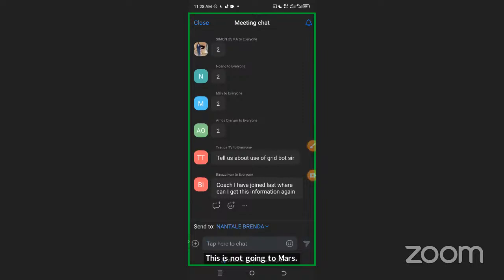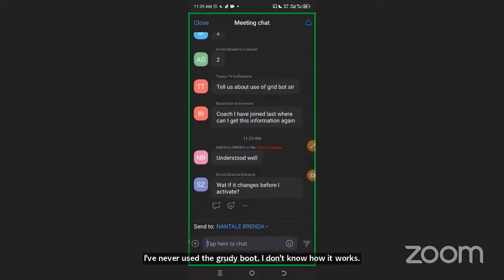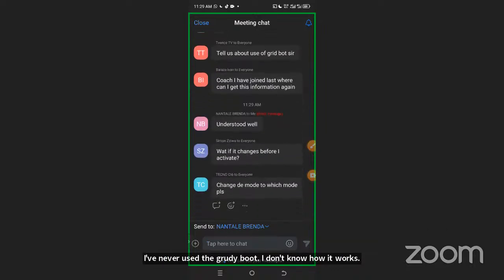Someone is telling me to talk about the use of grid bot, sir. I've never used the grid bot. I don't know how it works. I am always using martingale. I'm using martingale. Change the mode to which mode?